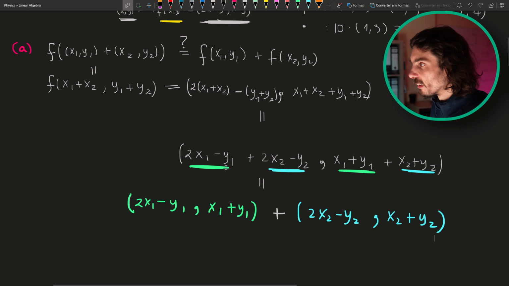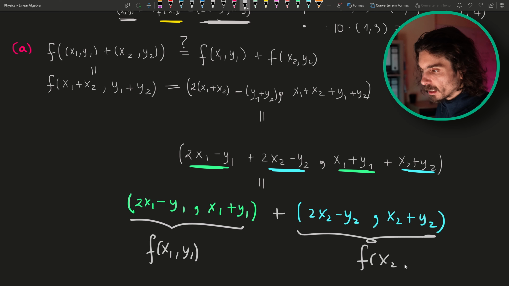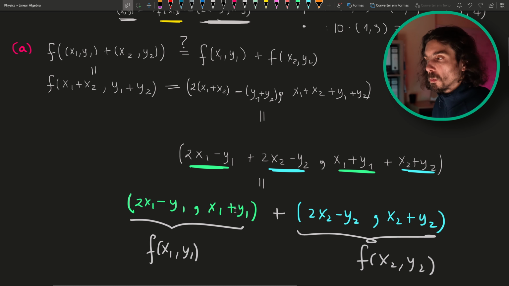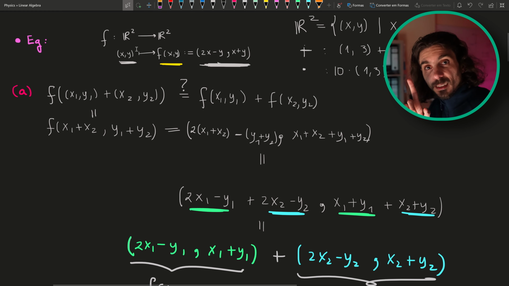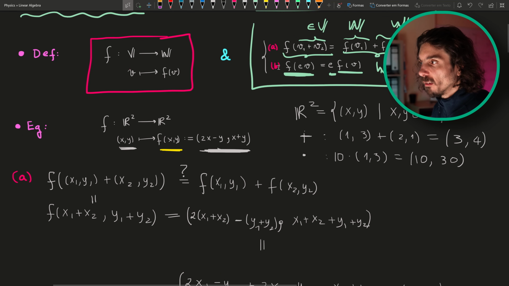But now, looking closely at these calculations, what we have here is f(x1, y1), and here f(x2, y2). Can you see? It's exactly the right hand side here. We just arrived there. So in fact it's confirmed. This equality A holds for this specific linear function that you find here. It just holds. But this is still not enough to call it linear. We need to check the second property. We need to check B here.